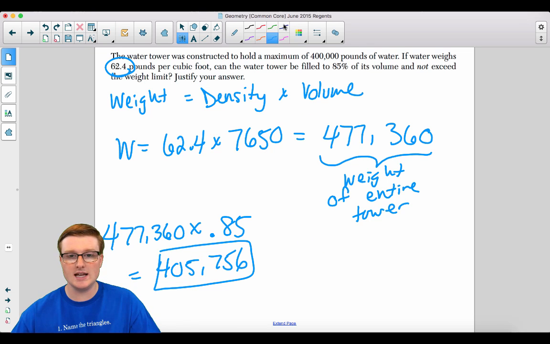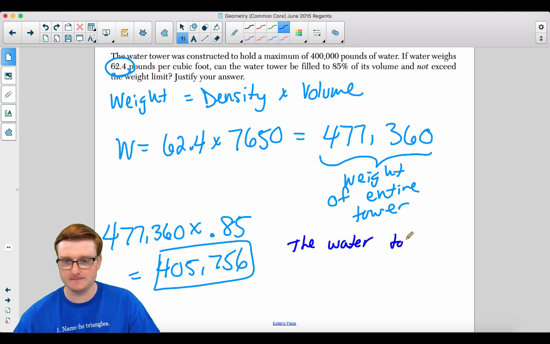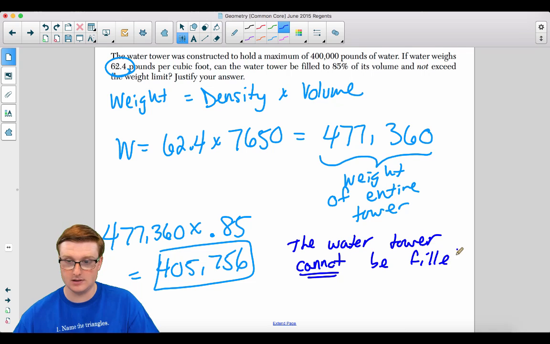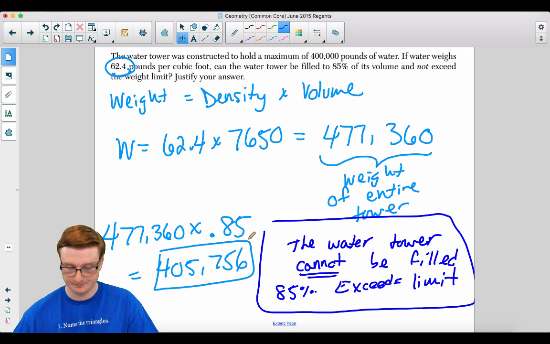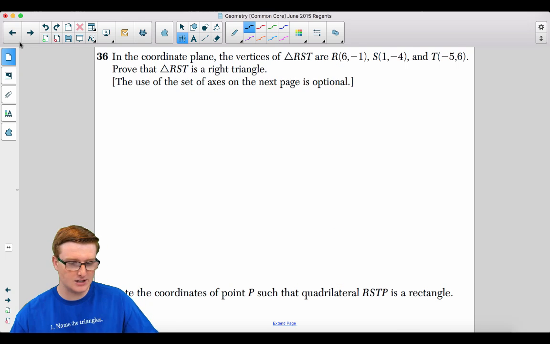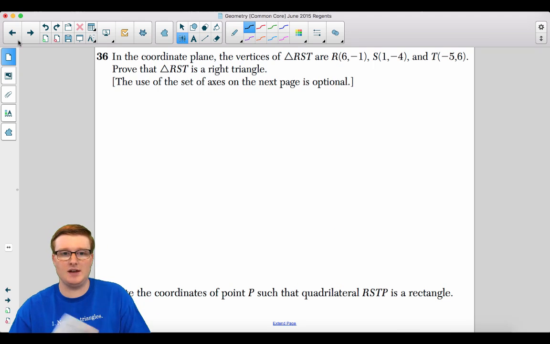So your conclusion is the water tower cannot be filled 85% because it exceeds the limit. And that is your conclusion. All right, so that's how you do that question. Not too bad, it's just a lot of work. All right, the very last question on this Regents exam. I hope that you're still with us.